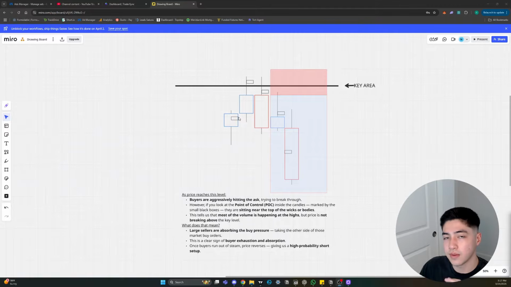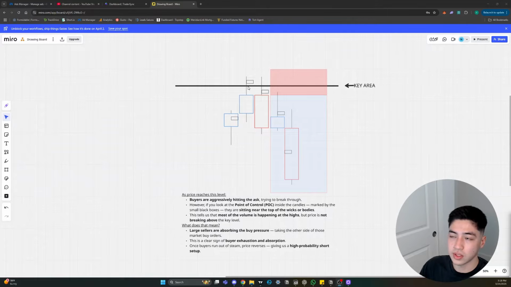Something to mention, which I'll touch on a little bit later, is that the point of control is only on one side of the candle. It's either on the bid or the ask. And that holds a lot of significance that we're going to go over, but you need to be paying attention to that. So as price reaches this level, buyers are aggressively hitting the ask. The most amount of volume is here on the ask. It means that buyers are aggressively market buying, and it's causing the POC to be on the ask.